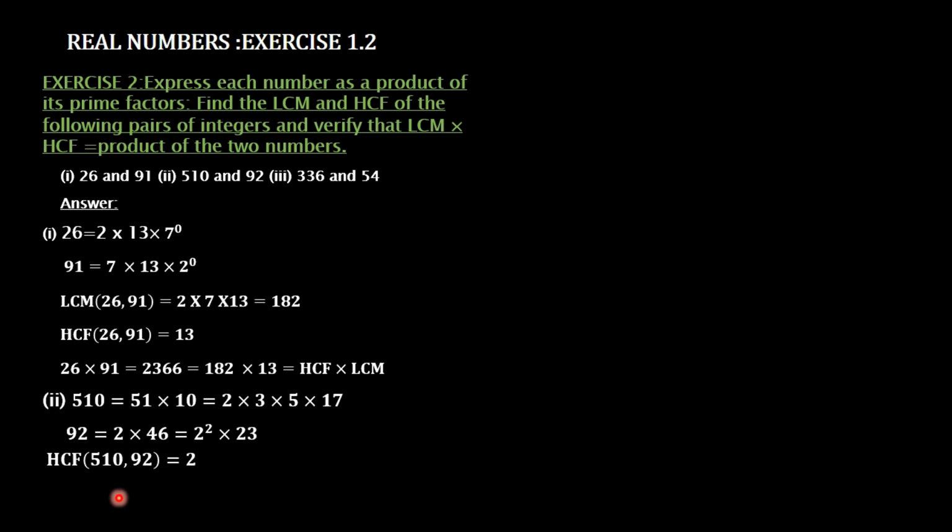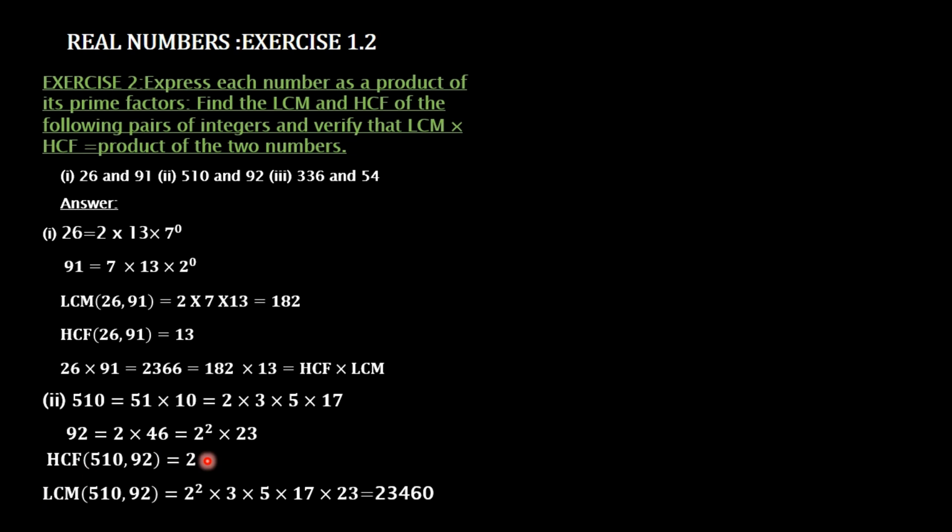LCM equal to 2 square into... Then here we have no 3. Here 3 raised to 1. So we are choosing 3 raised to 1 since it is the highest of the power, into 5 into 17 into 23. So LCM is a greater number. That is 2 square into 3 into 5 into 17 into 23, which is 23460.